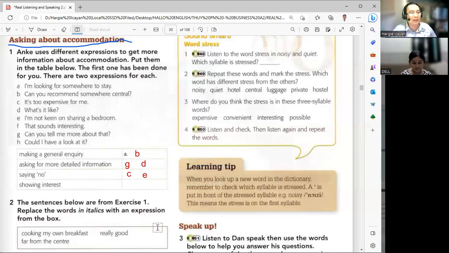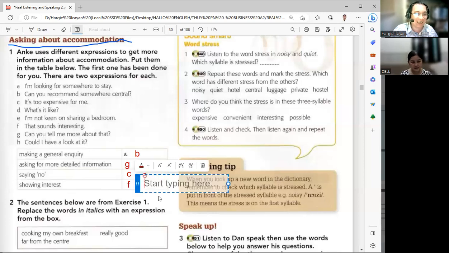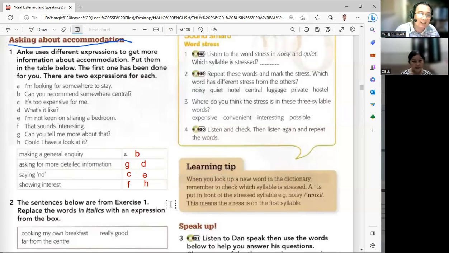Good. Next, the last one, showing interest. That sounds interesting. Letter F. Very good. So that's letter F and letter... Could I have a look at it? Yes. Since you are interested, you have to look at it, right? So that means you are showing interest already because you wanted to look at that particular accommodation or room, right? Very good. Now, can we say these with feelings, emotions, and proper stressing?